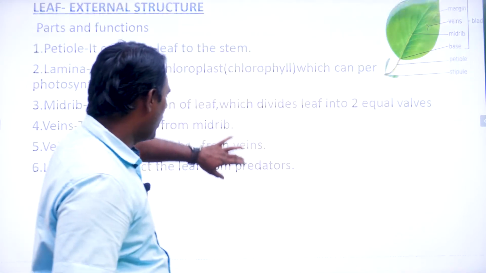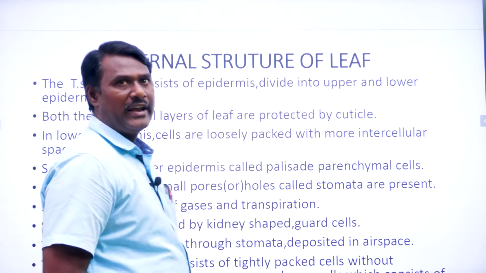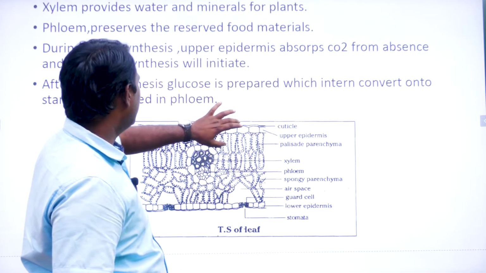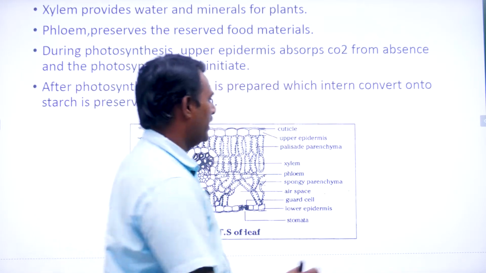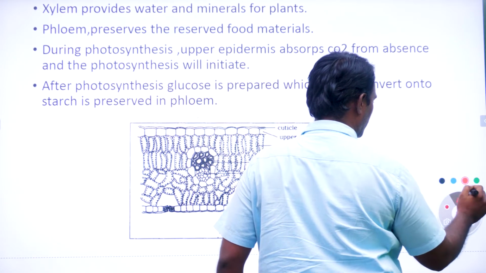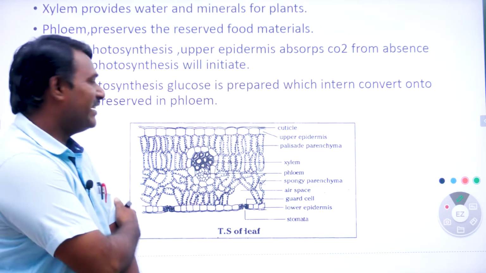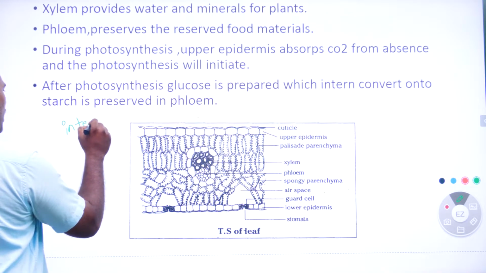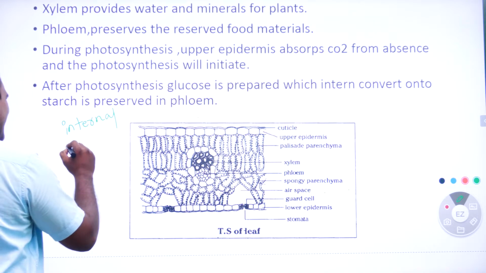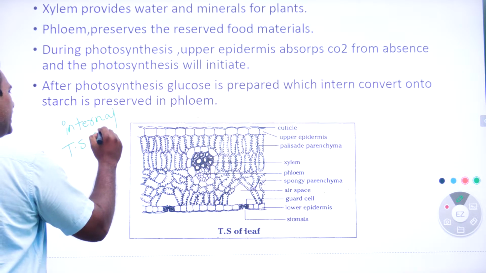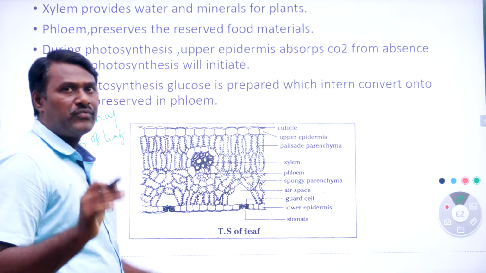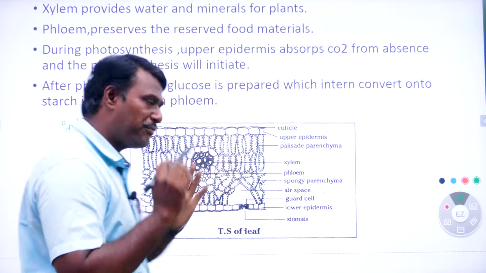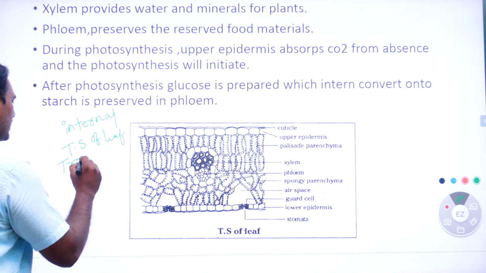Next, a very important topic: the internal structure of the leaf. Here we are going to see the internal structure of the leaf. This internal structure of the leaf we can also call the TS of the leaf. The full form of TS is transverse section.